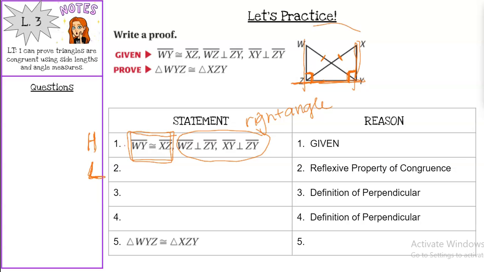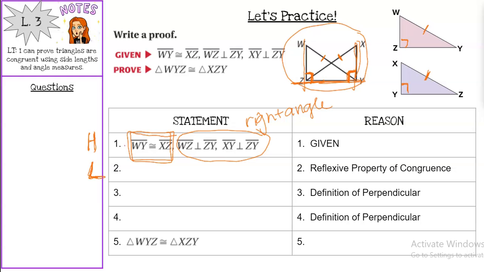Now, if you look up at our diagram, it's really messy. Whenever I have overlapping triangles, I always like to redraw my picture into two separate triangles. Just move things around, rotate things, make it nice and easy for me to read. So now I'm going to remark this. We have this is congruent to this. We have those right angles.